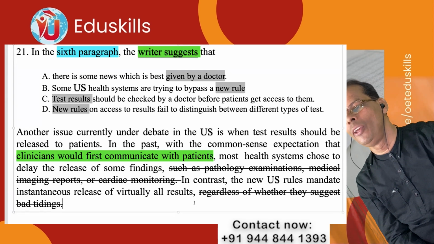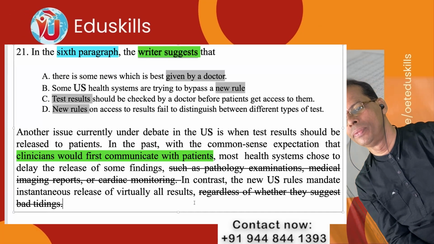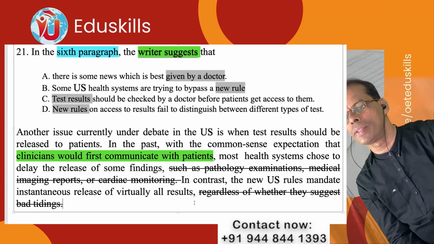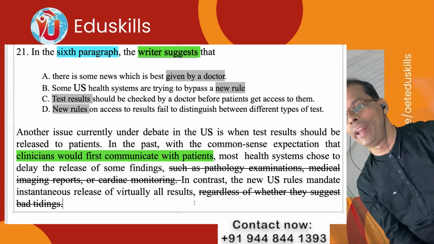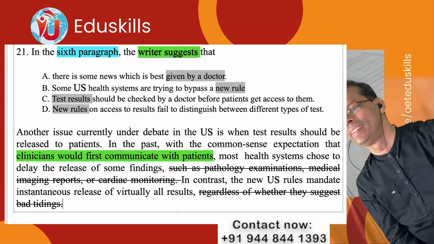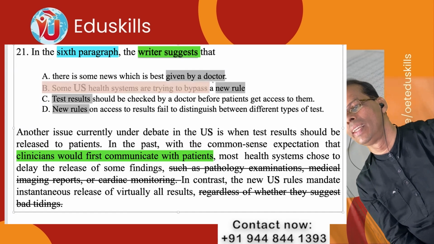If you say B, new rule, some US health systems are trying to bypass a new rule. Does it say about any? It says the new US rules mandate instantaneous release of virtually all results. That doesn't say the bypass means violation of the new rule. Does the paragraph speak about any violation of new rules? No. So B is eliminated. There were some confusions.